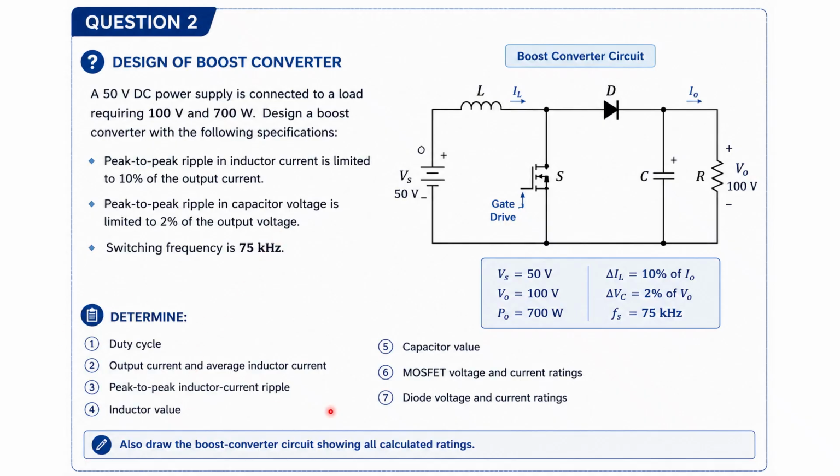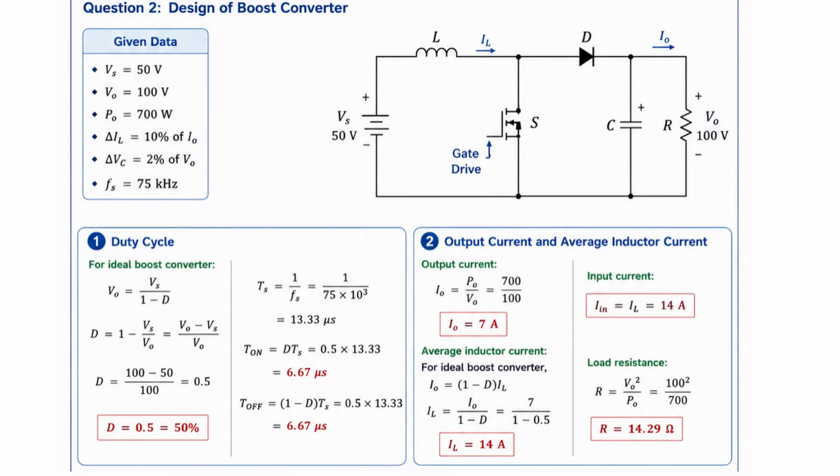You have to determine all these parameters: duty cycle, output current and average inductor current, peak to peak inductor current ripple, inductor voltage, capacitor voltage, MOSFET voltage and current rating, diode voltage and current rating. So these many parameters we have to calculate, and we have to design this boost converter as per the given specification. So these are the given parameters: Vs is equal to 50 volt, V0 is equal to 100 volt, P0 is equal to 700 watt, delta IL is 10% of I0, delta Vc is 2% of V0, and Fs is 75 kilohertz.